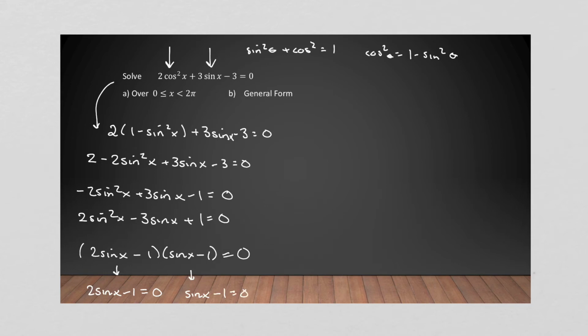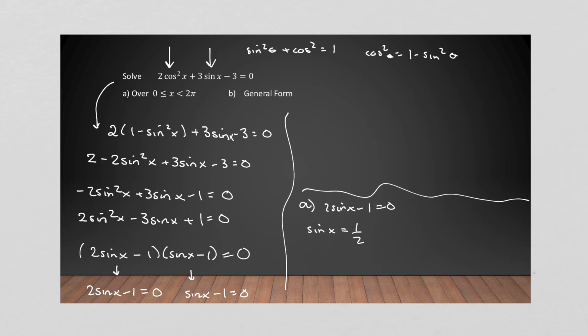So what we end up with here for part A, I'll try to keep part A down below, is 2 sine x minus 1 equals 0, which means sine x equals 1/2. And where does that occur? That occurs at a reference angle of pi over 6, and it occurs positive in Q1 and Q2.